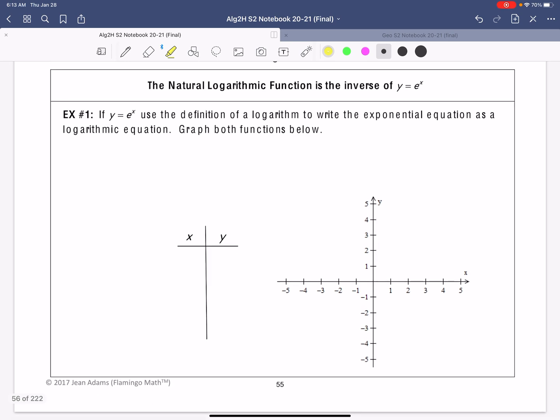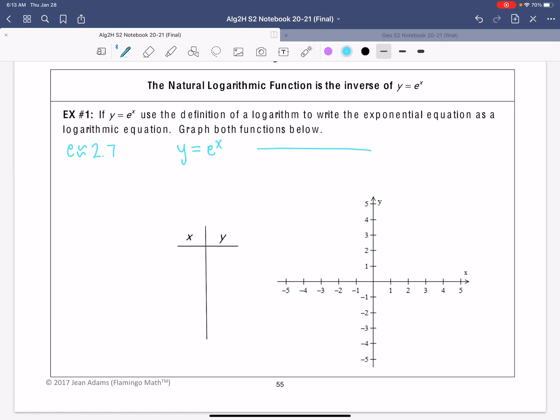All right, so we're going to go ahead and talk about our first one. The natural logarithmic function has an inverse of y equals e to the x. So we're going to graph y equals e to the x, and then we're going to graph its inverse. So we're going to start with y equals e to the x. Again, e is approximately 2.7. There's a button on your calculator that has an e. That's how we'll use it.